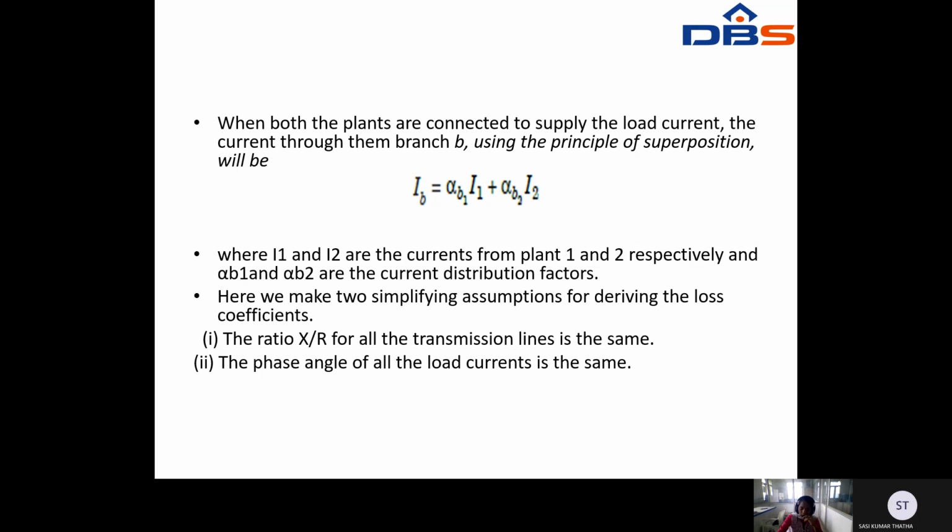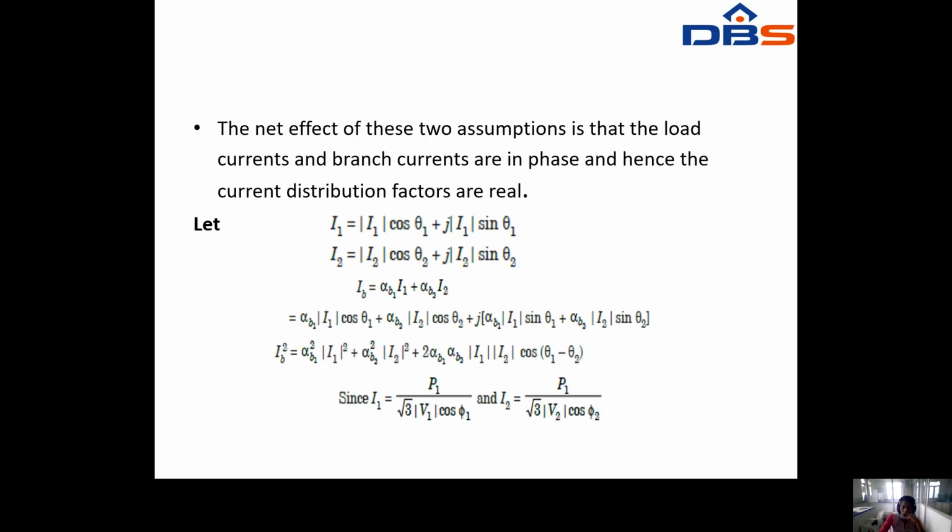Here we make two simplifying assumptions for deriving the loss coefficients. The ratio of X by R for all transmission lines is the same, and the phase angle for the load current is the same. The net effect of these two assumptions is that the load current and the branch currents are in phase, and hence the current distribution factors are real.